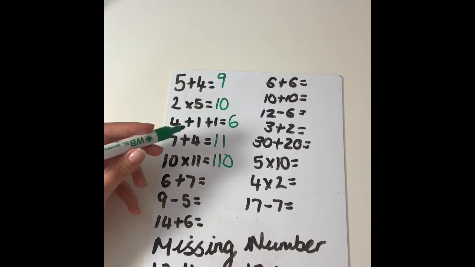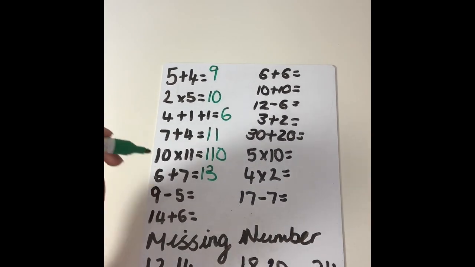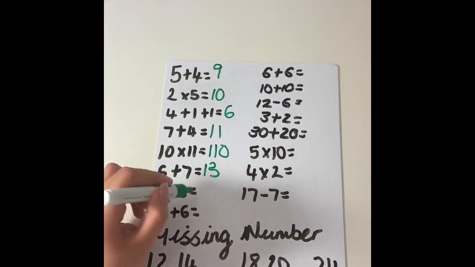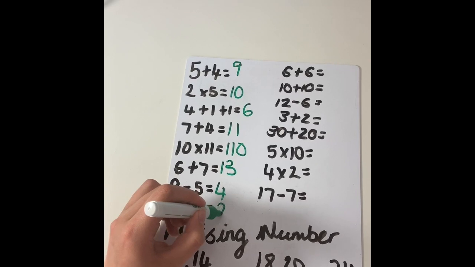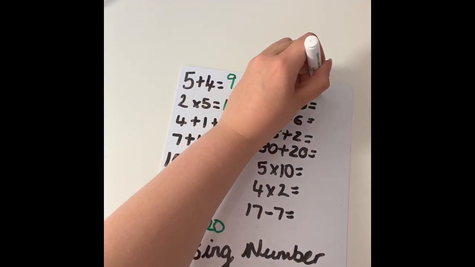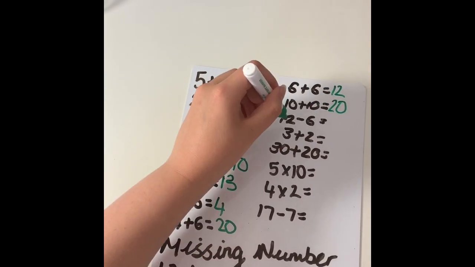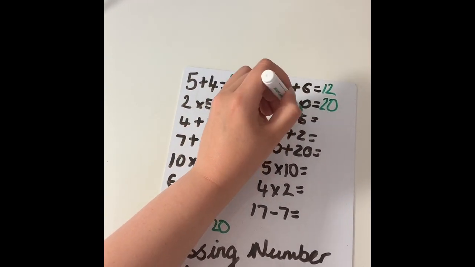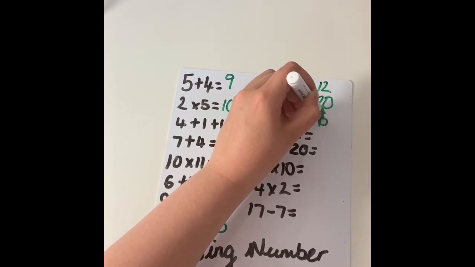6 add 7. Well, 6 add 4 is 10, and I need another 3, so 13. 9 take away 5, counted it back. 14 add 6, easy, number 1's 20. 6 add 6, well, that's a double, so that's 12. 10 add 10, 20. 12 take away 6, well, I know 6 add 6 equals 12. So I need to put a 6 there.